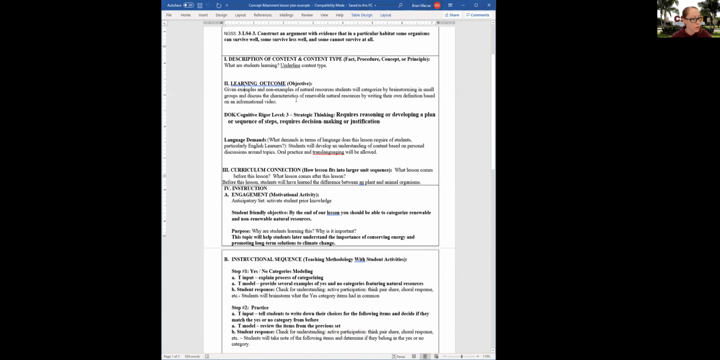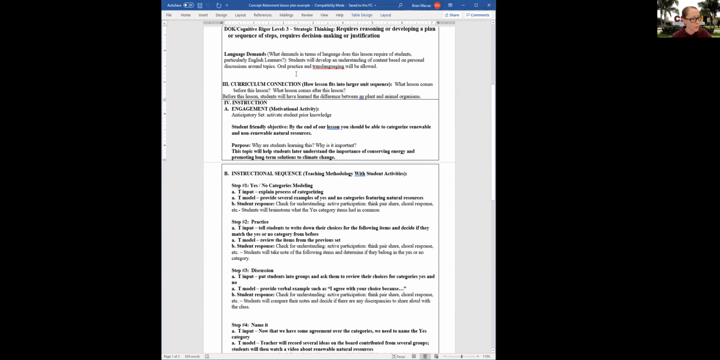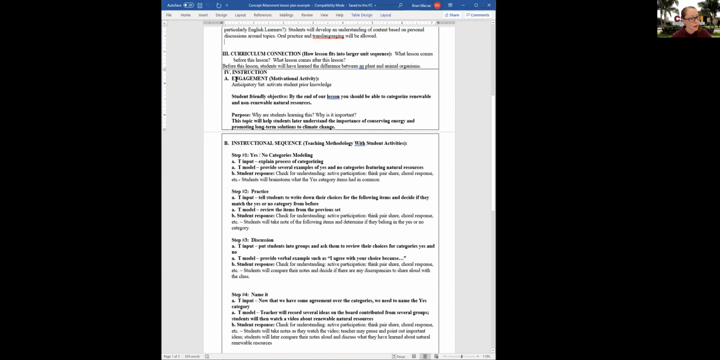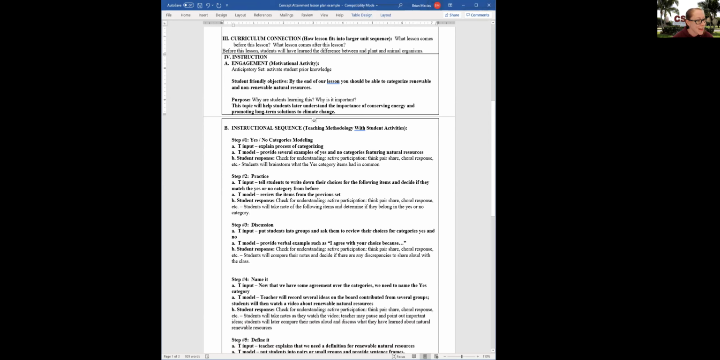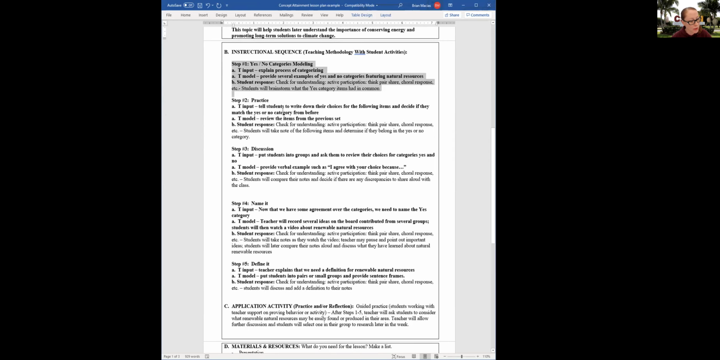I have a description of the content here with our learning outcome. We have our depth of knowledge here defined. We have our language demands and connections in the curriculum. I see a typo here. I'm going to update a new version for you without that typo. And you can see here the steps that I went through. And so if you wanted to have a reference for what you saw in that little sample lesson, this would be a good place to look. It's also a good example of just how to do a very basic lesson plan.